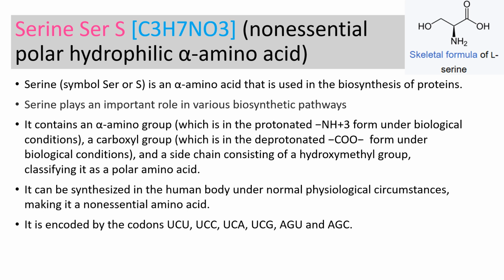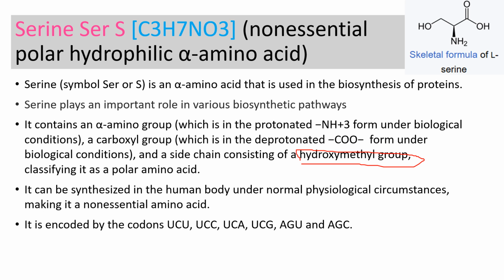Yeah, so it has an alpha amino group in a protonated form, an alpha carboxyl group in deprotonated form, and a side chain consisting of a hydroxymethyl group. So remember that it has a side chain of hydroxymethyl group, and hence it can be classified as a polar amino acid.